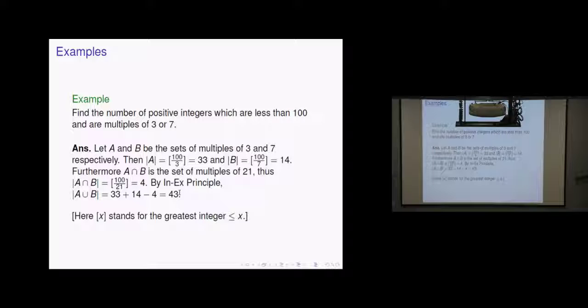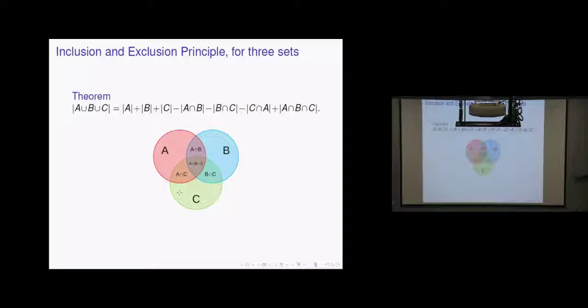Now, by the inclusion-exclusion principle, the union is the number of elements in A plus the number of elements in B, take away the number of elements in the intersection. So you get 43. Okay? So this is easy. Now, how about 3 sets? Okay, so the claim is the union of 3 sets is equal to, you add the number in A and the number in B and the number in C.